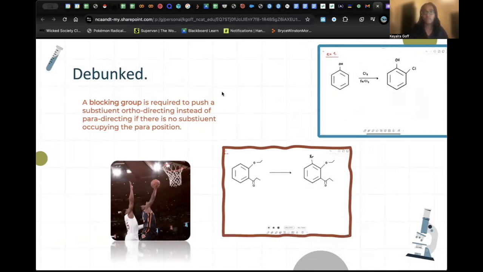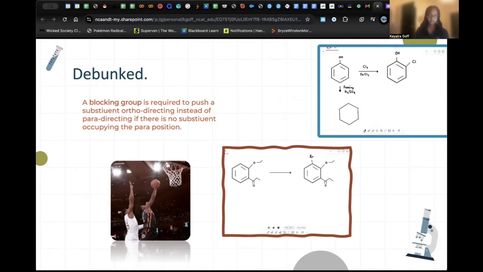Hello class, today we will be discussing blocking groups. In example 1, we have a benzene ring with a hydroxy group, and we want to add our chlorine to the ortho position. Normally, we would have our chlorine in the para position, but since we want it in the ortho position, what do we have to install? If you said a blocking group, then you would be correct. So, what we're going to do is add a good blocking group. By adding fuming H2SO4, we're going to do sulfonation, and we're going to add SO3H to the ortho or para position. If you said para, then you would be correct.